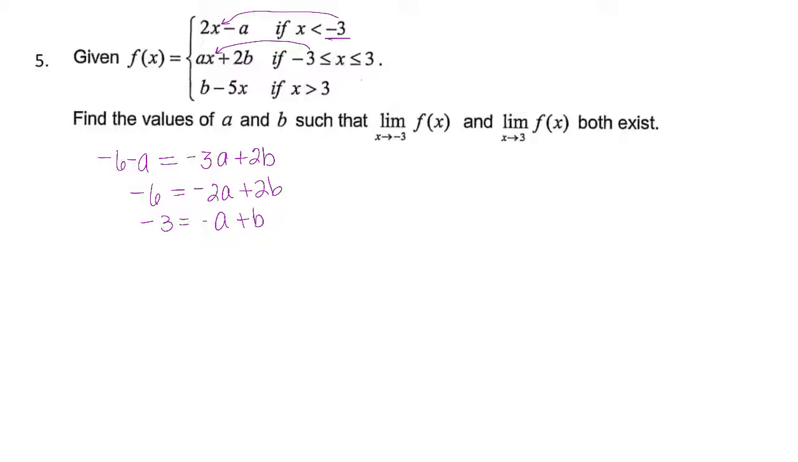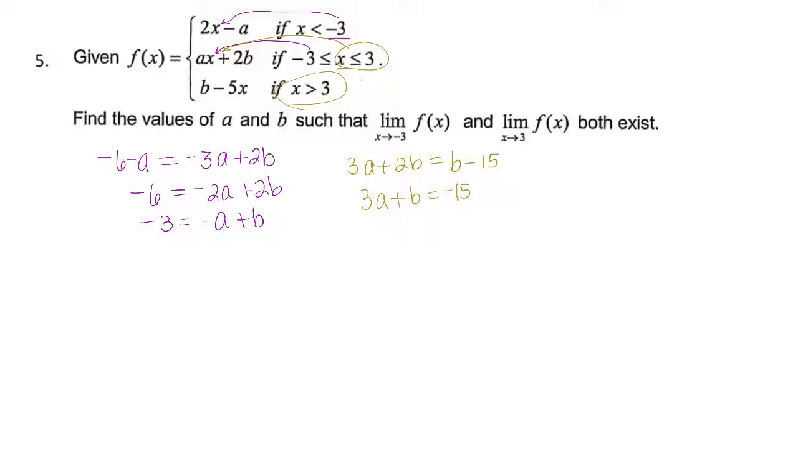Now we're going to repeat this process. However, we are going to do that with positive 3. So with positive 3, notice that's going to be working right here. So I'm going to sub in positive 3. So I'm going to have 3a plus 2b. And then on the other side, that's going to be equal to b minus 3 times 5, 15. And of course, I'm going to move that b value over. So I have 3a plus b equals negative 15.